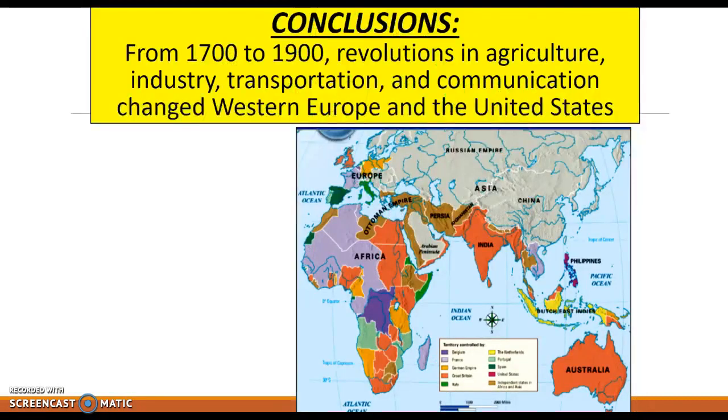I know. Okay. So our conclusions here: from 1700 to 1900, revolutions in agriculture, like I was just talking about, industry, transportation, and communications changed Western Europe and the United States. In contrast, like I was saying, the economies of Asia and Africa were still very based on agriculture. They had very small workshops, if they had anything going for products.